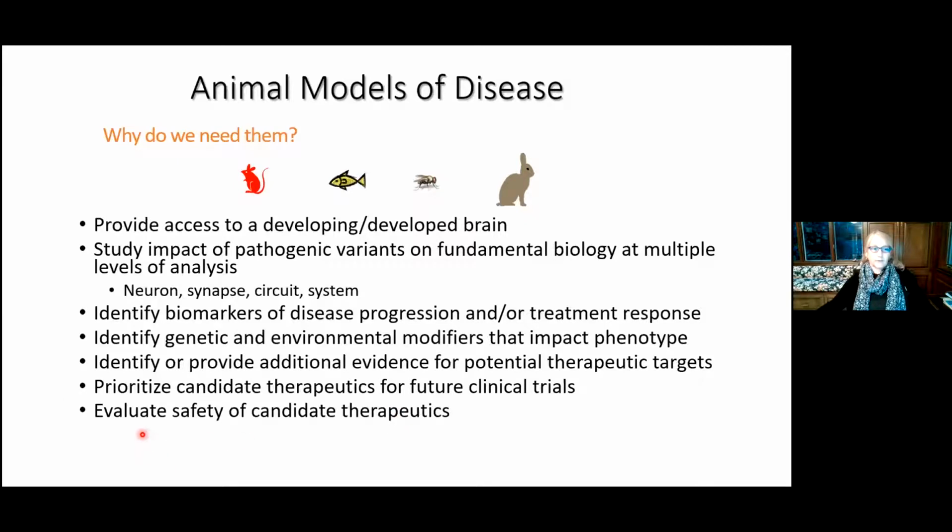And finally, one of the really important things from the standpoint of the FDA is evaluating safety of novel therapeutics. So usually you need safety data from 2 different species to move forward if it's never been in people before. So those are perhaps not all of the reasons, but a lot of the reasons that we use animal models.